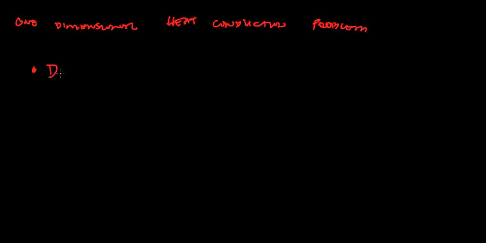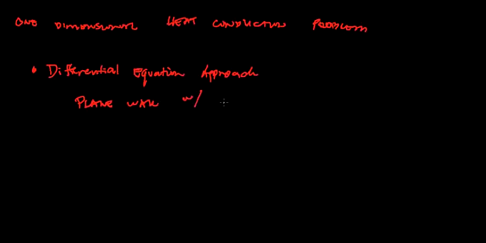Under this one-dimensional heat conduction problem, we will view this in terms of the differential equation approach. In this section, we are going to demonstrate how to obtain the solution to the conduction equation derived in our preceding sections. Say we have a plane wall with no heat generation. Remember this, this is now our condition with no heat generation.